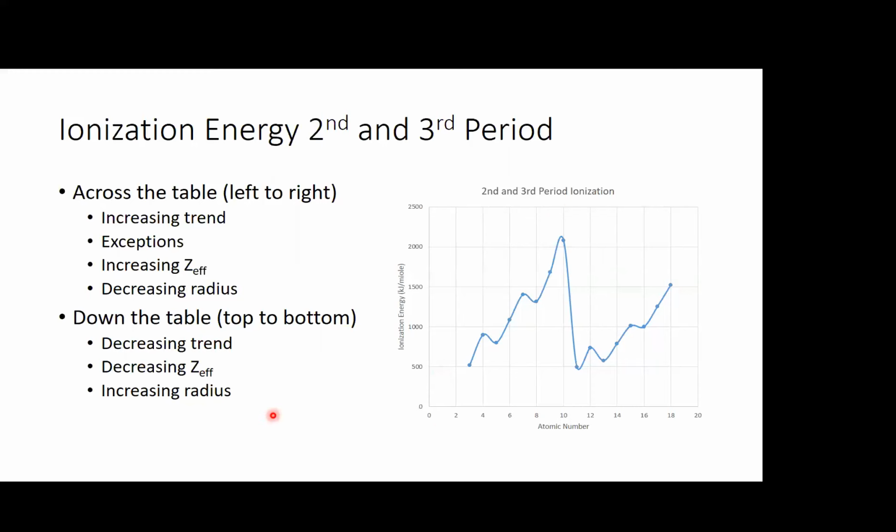Okay, so there's an increasing trend as we go across the table. Notice the exceptions, boron and oxygen, and then same sort of thing here, aluminum and sulfur. And then as you go down the periodic table from top to bottom, there's a decreasing trend, so from here to here. The reason for that is decreasing effective nuclear charge and increasing radius.